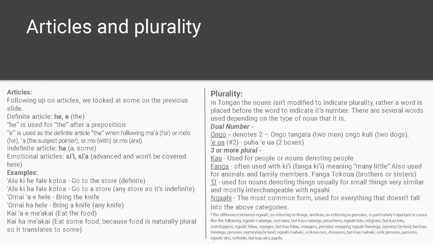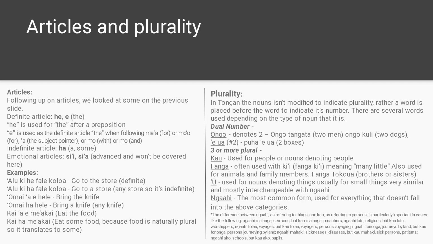And then we have three or more. We have gao, used for people or nouns denoting people. Fanga for animals, so fangamano is animals. It means many little. When you put it together with fangaki'i, so ki'i means little, fangaki'i is little. If you hear Tongans say fangaki'i, it does sound a little bit weird. It sounds like funky, so it's funki'i, funky. It kind of comes out saying funky, but it's fangaki'i.